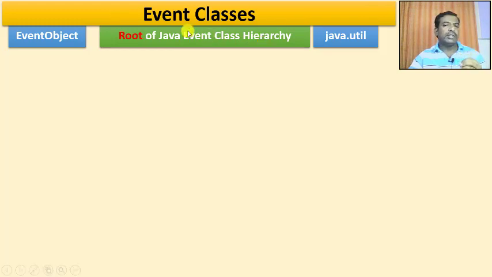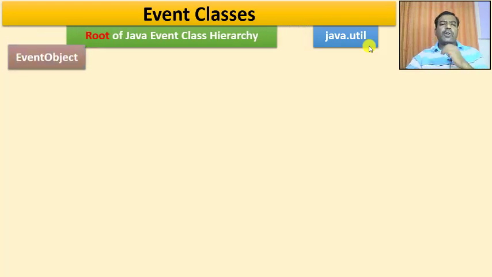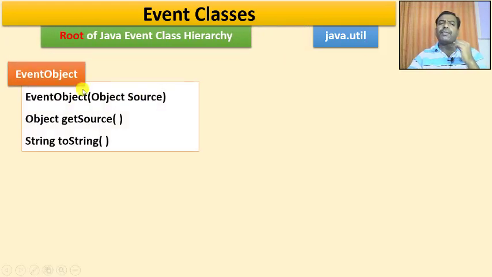So remember this, the event object is the topmost class in the class hierarchy whenever we are going to handle an event. Hence we call this the root of the Java event class hierarchy. And all the classes which I need to handle an event are available in java.util. Fine.